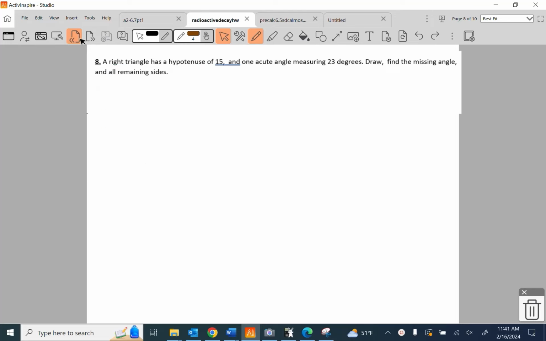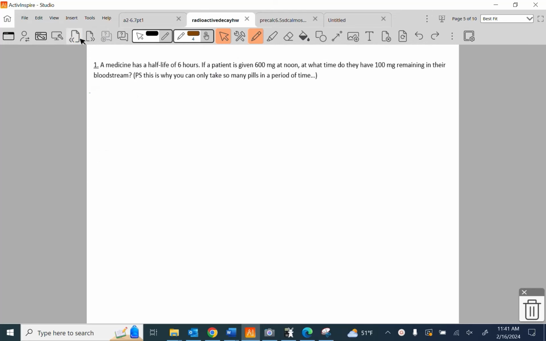All right, the homework for the radioactive decay packet. I didn't do a whole lot. It's not actually that long.